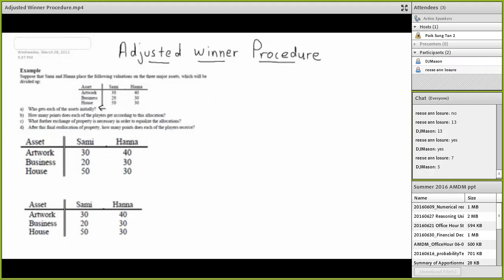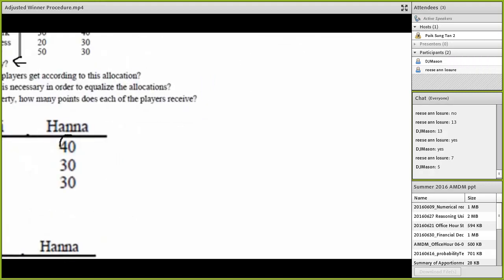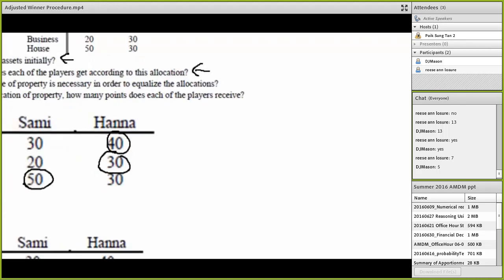So the asset goes to the highest bidder. So on the artwork, Hannah bid more than Sammy. For the business, Hannah bid more than Sammy. And for the house, Sammy actually bid more than Hannah. So now we want to find out how many points does each player get according to this allocation.